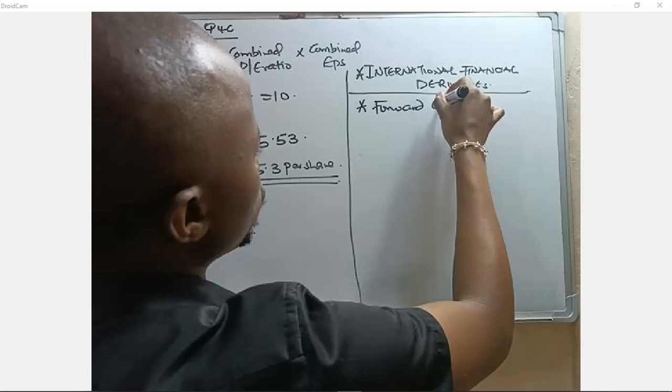Then the other aspects you're going to be looking at are called options. And we also normally have swaps, by the way, but I shall tell you about those as we move on. So for the forward contracts, we have to know when I am going to be using them. What are the roles of the bank as I continue to understand the aspects of international financial derivatives?